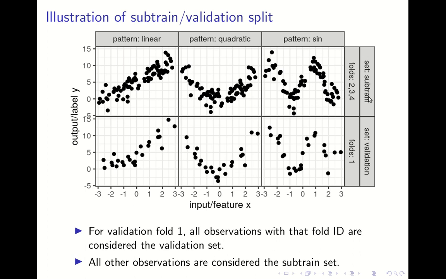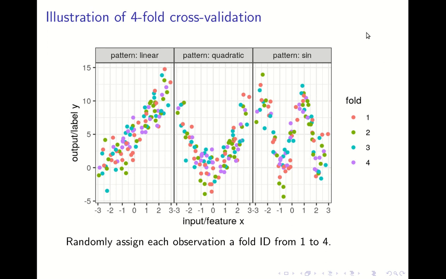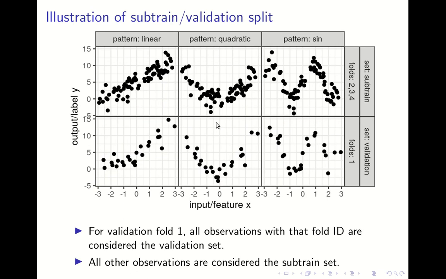And then all the data points that were randomly assigned fold ID number 1, we call that the validation set. So the entire data set here, we would call that a training set. And so what we do is we subdivide the training set into these two sets called the subtrain and the validation set. If we're talking about test or validation fold number 1, the split looks like this, where all of the fold ID number 1 is going to be in the validation set, and all of the other folds are going to be in the subtrain set.